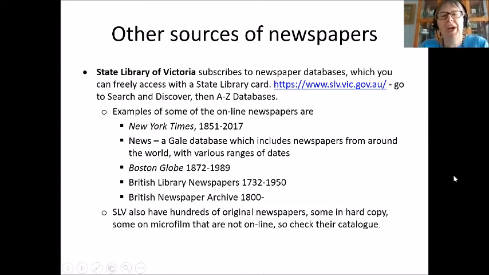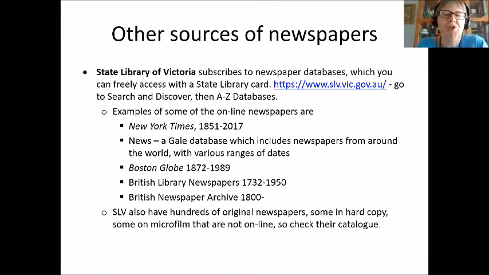The State Library of Victoria subscribes to newspaper databases, which you can access freely with a State Library card. We'll show you how to go into it in a minute. Examples of their online newspapers are the New York Times from 1851 to 2017. They have a database called News, from Gale, the publisher, which includes newspapers from all around the world with various date ranges. They have the Boston Globe, 1872 to 1989, and the British Library newspapers, 1732 to 1950, and other archives as well.